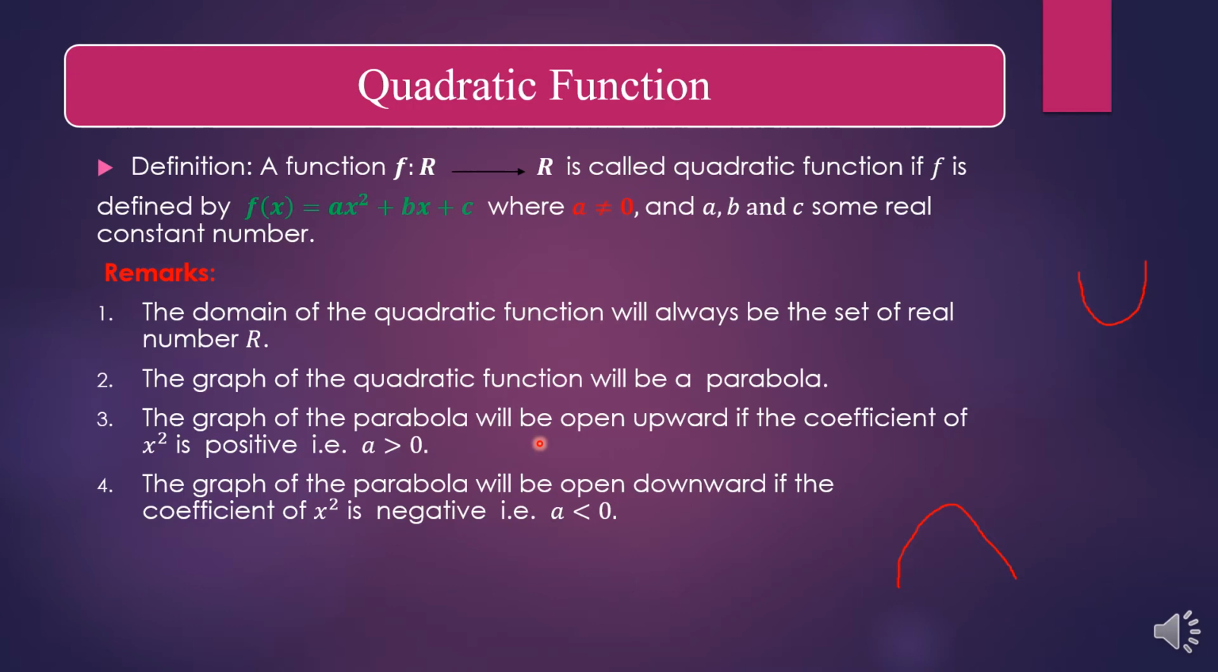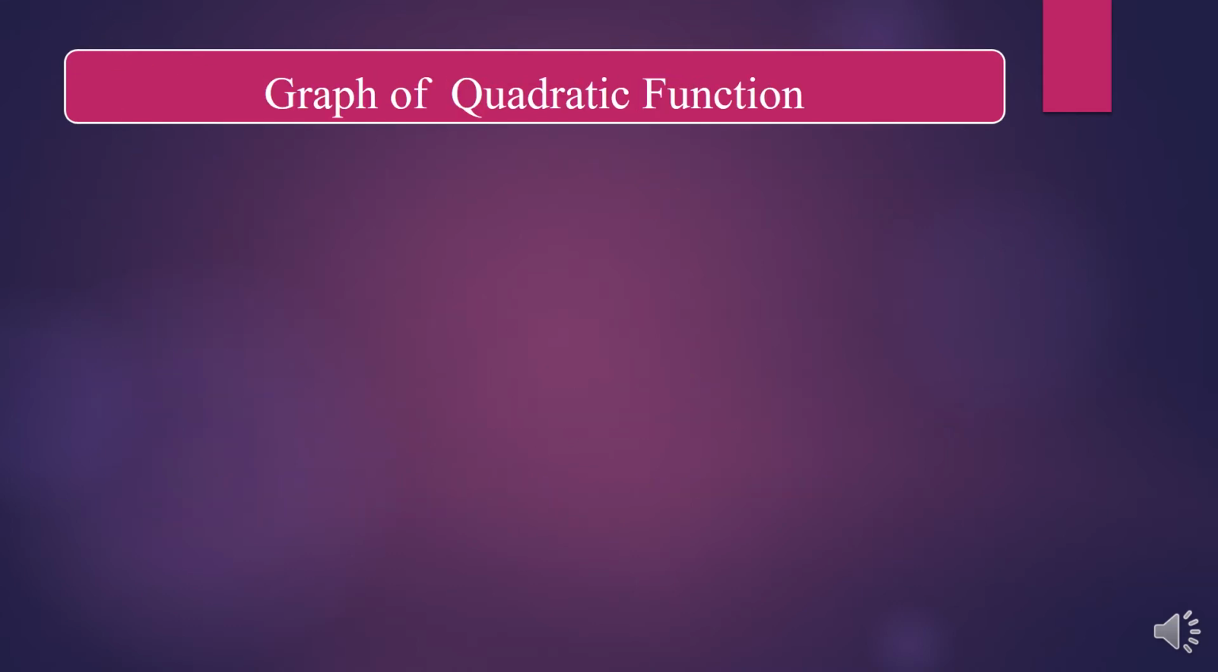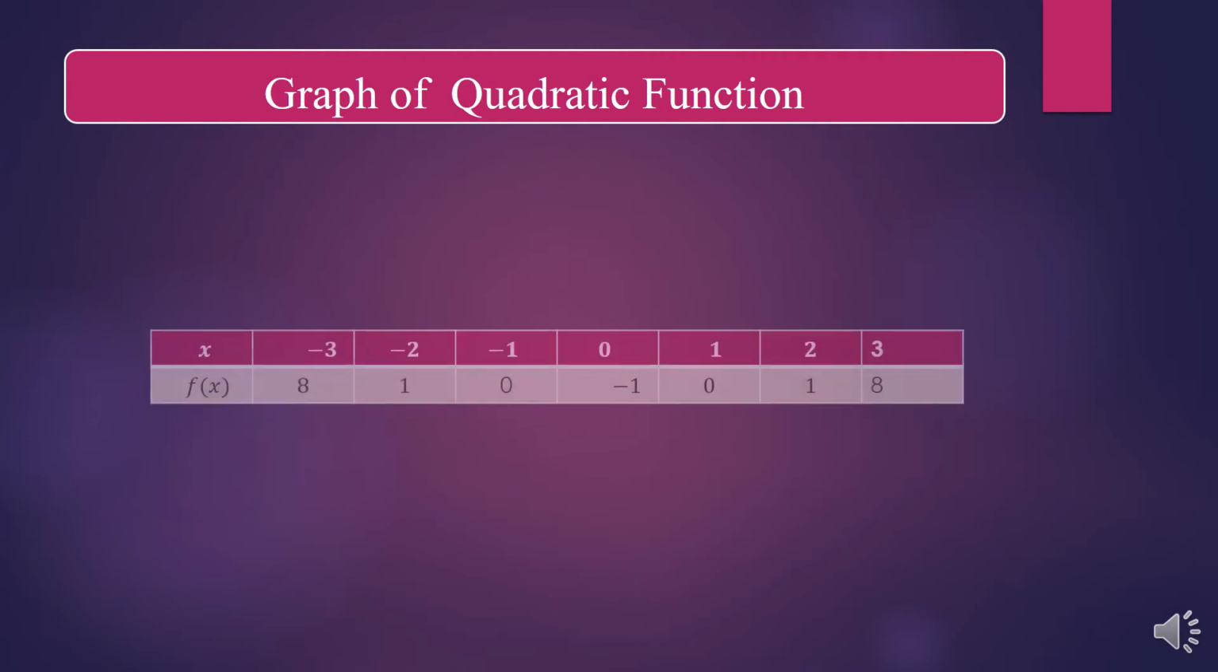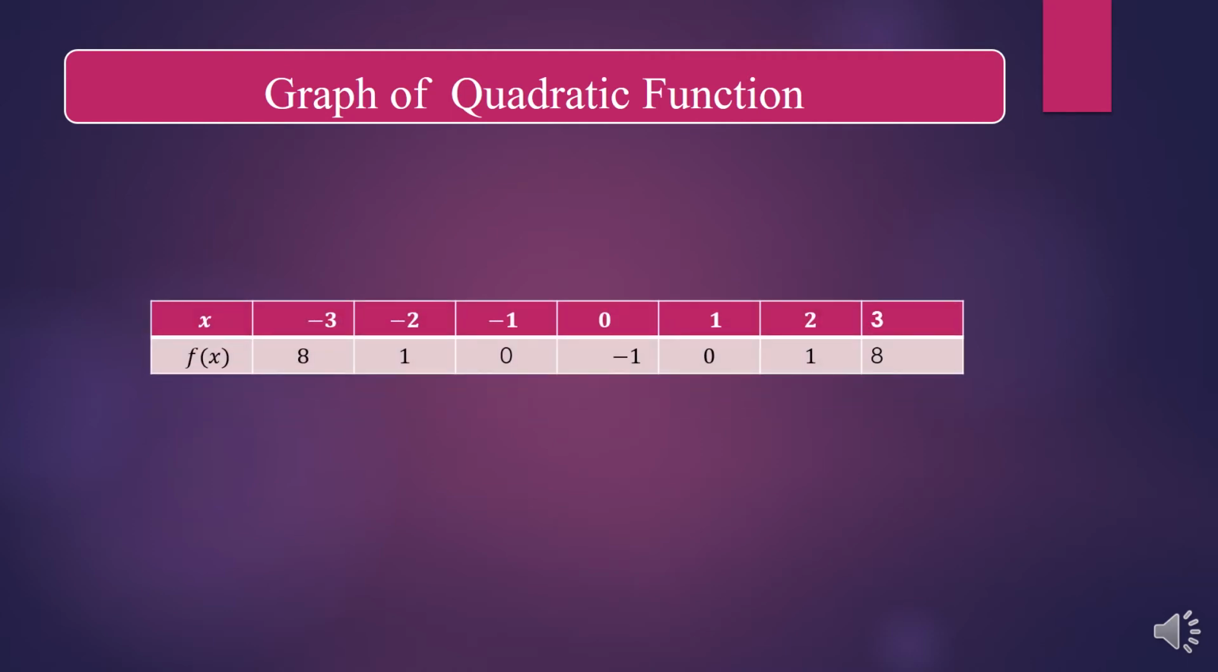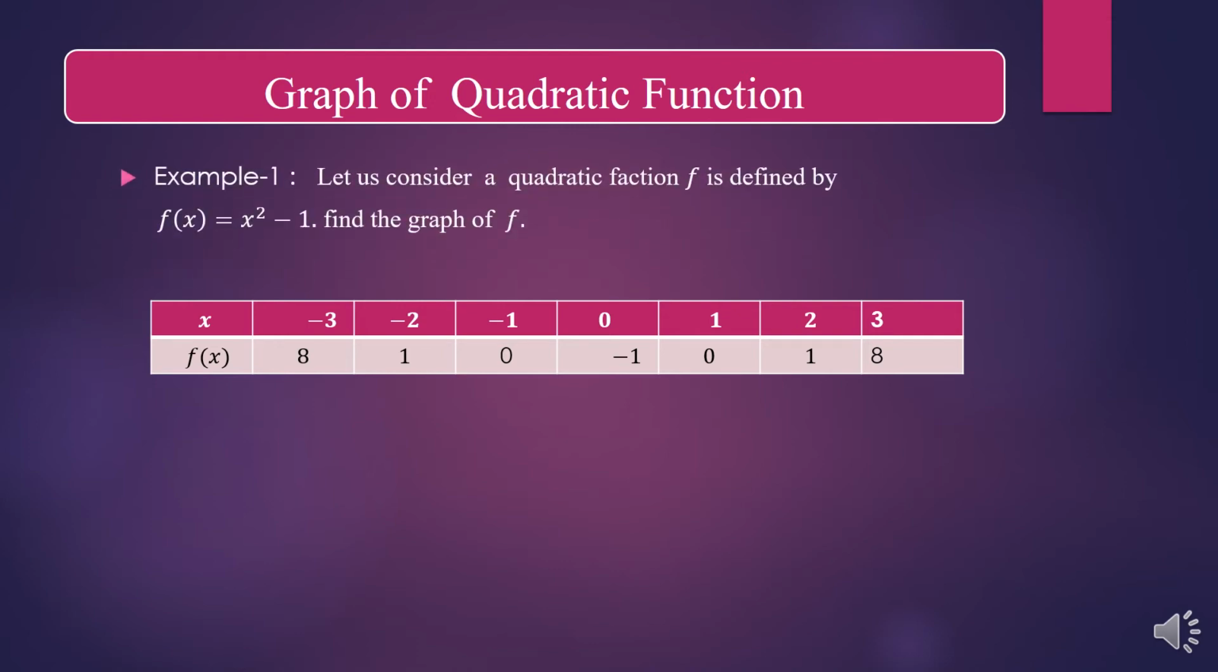And if a is greater than 0, it will be an open upward parabola. What is a? A is the coefficient of x square. If a is negative, then it will be a downward parabola. So let us draw the graph of the parabola in the next slides, and dear students, we will learn how to draw the graph of a quadratic function. Let us start with this example.